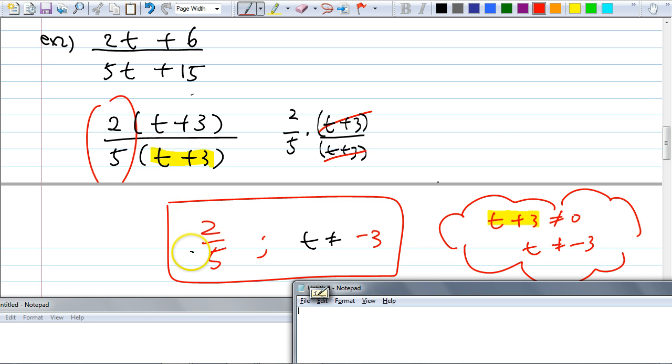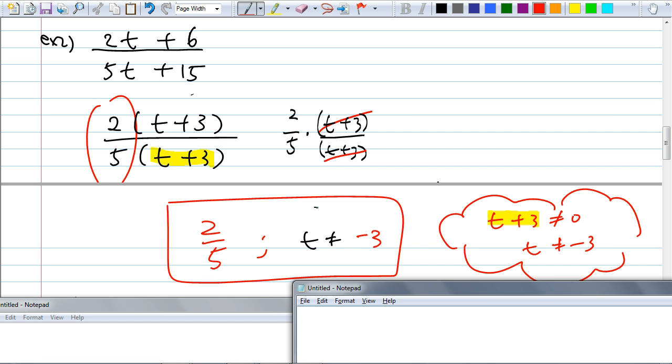Even though you don't see any t in that simplified expression, how come we need to mention something about t? Because from the beginning, you have to write down the restriction of the original expression. Just because they canceled out doesn't mean you don't have to worry about it, okay? All right, do you see how to do these?